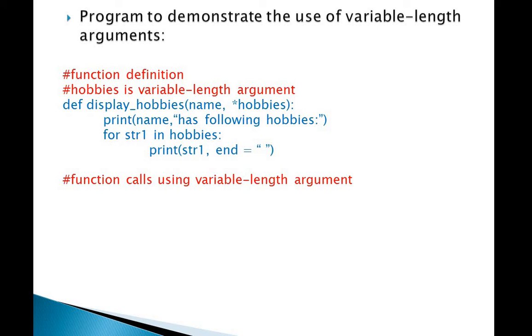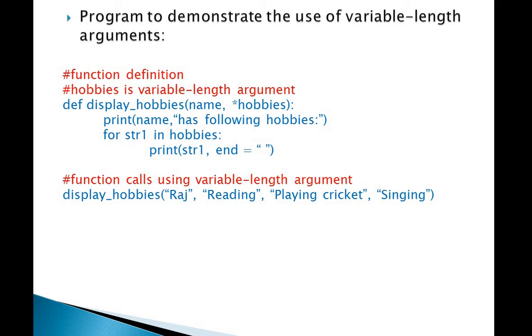We make a call to the function. In the call, we have passed 4 values. The first value will automatically pass to the name variable, and the remaining 3 values, that is reading, playing cricket, singing, will be passed to hobbies. It will be passed as a list or collection. Again there is another call to the same function, but it is just having a single value, and this single value will be passed to the one variable, that is name.